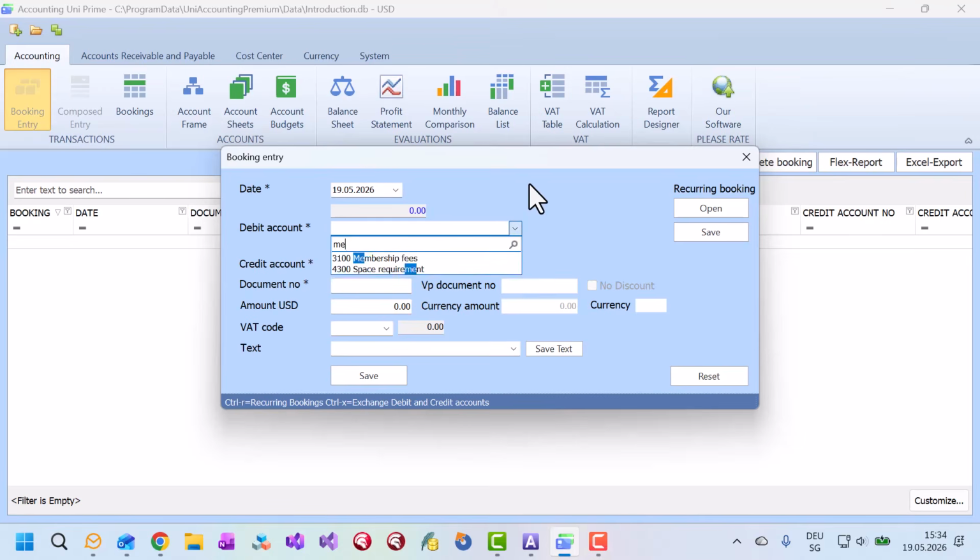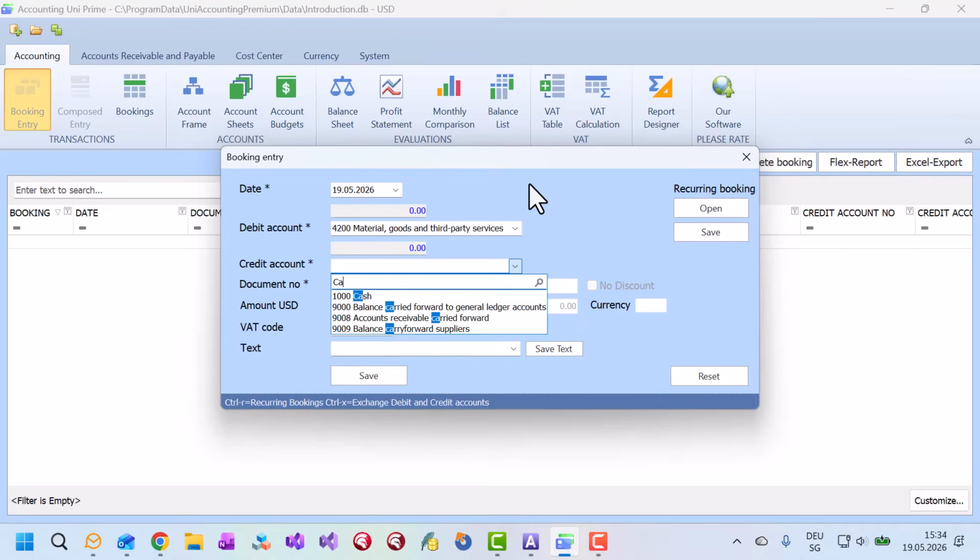Purchase of material for cash. You purchase material for $150 US in cash. Booking entry: material expense debit to cash, asset credit, $150 US. We enter the text wood and vary import. Please always provide the reference number.